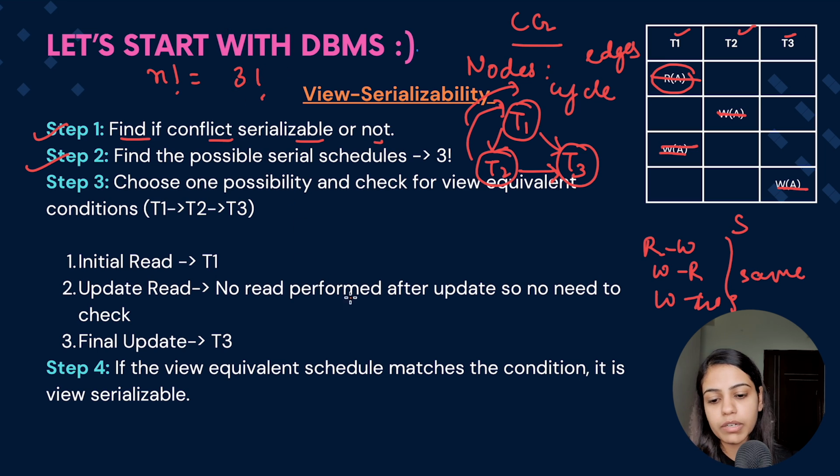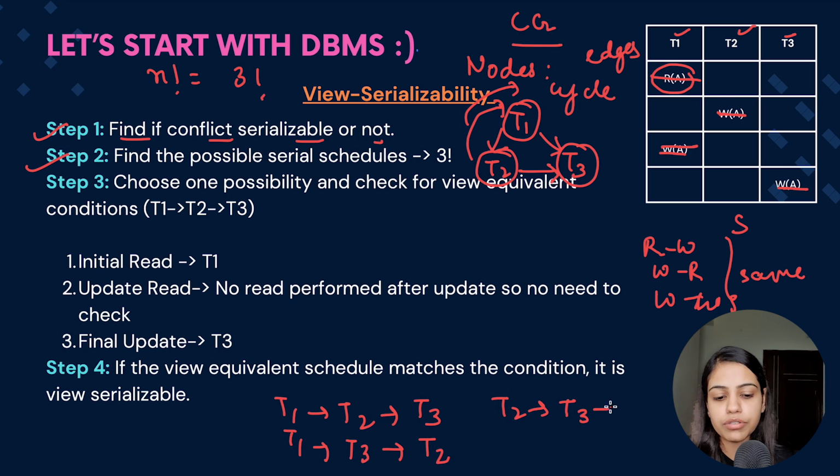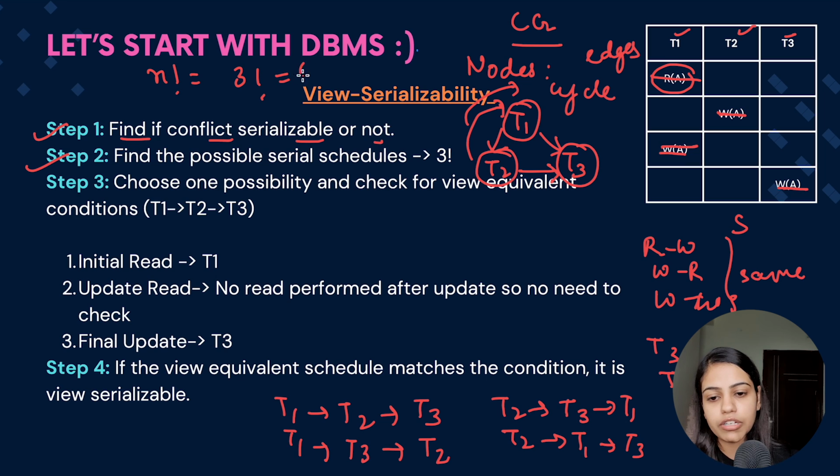So what could be the possible combinations? T1 goes to T2 goes to T3 can be one of the possible serial executions. Then T1 goes to T3 goes to T2. Then T2 goes to T3 goes to T1. Then T2 goes to T1 goes to T3. And then T3 goes to T2 goes to T1. And then T3 goes to T1 goes to T2. So 3 factorial is equal to 6. So there are 6 possible serial executions.